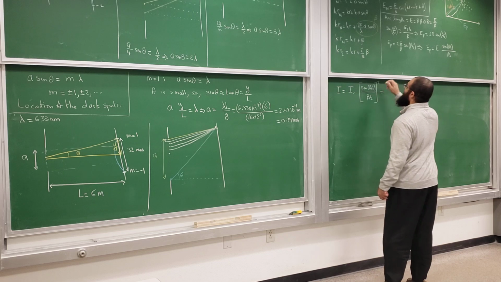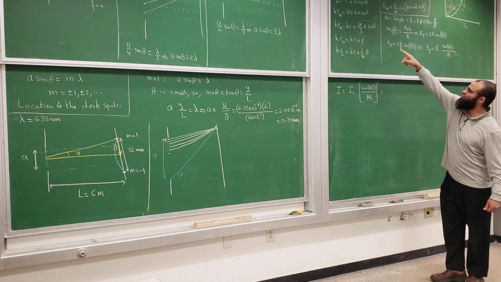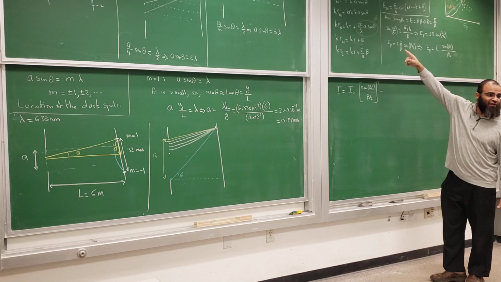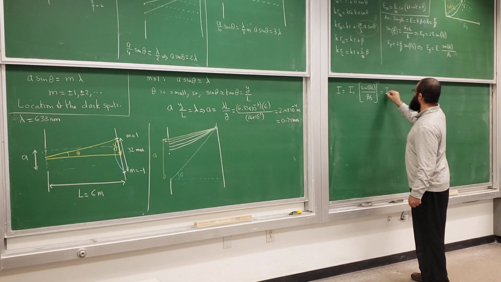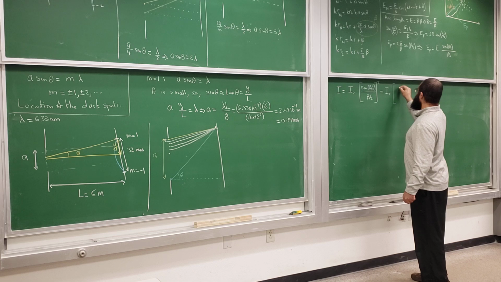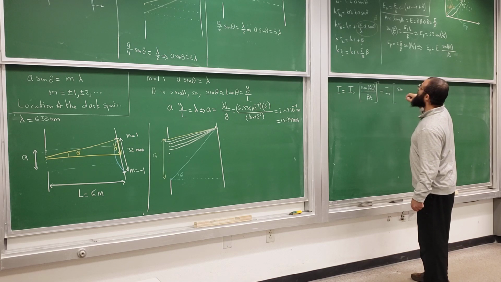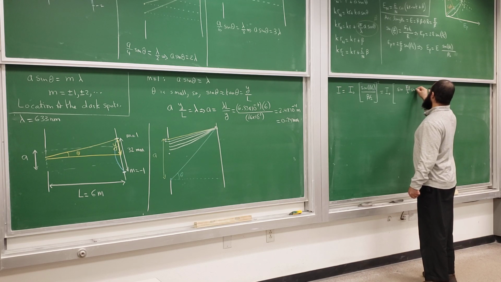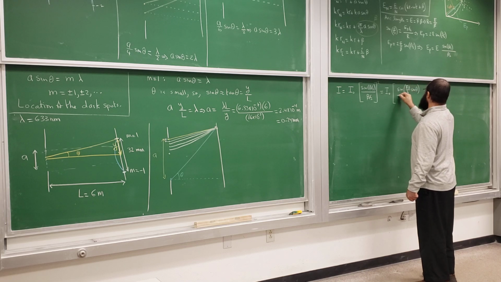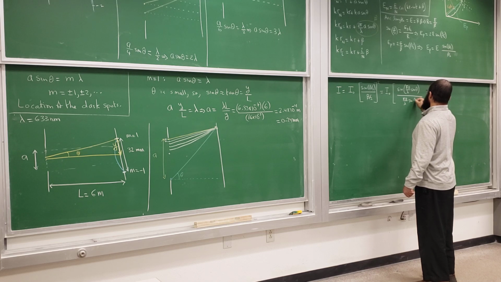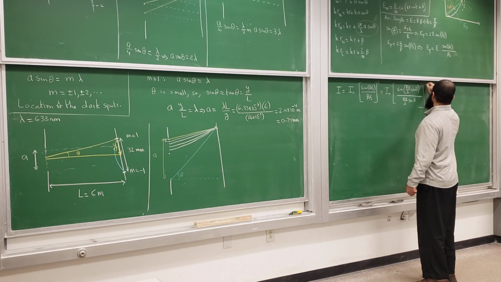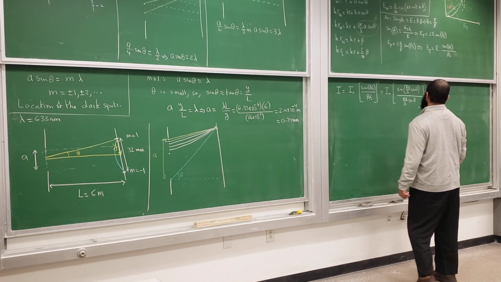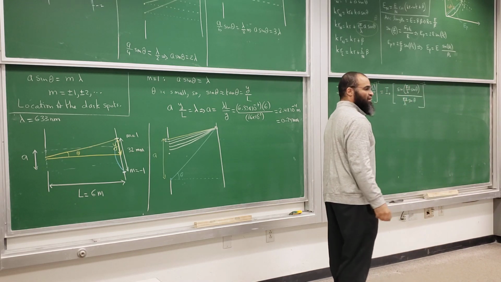And remember what beta over 2 is. Beta is 2 pi over lambda A sine theta, right? So let's substitute that here. I get I naught, and then sine of, if you divide by 2, 2 pi becomes just pi, so you get pi A over lambda sine of theta, divided by pi A over lambda sine of theta, the whole thing squared. So that's the intensity.